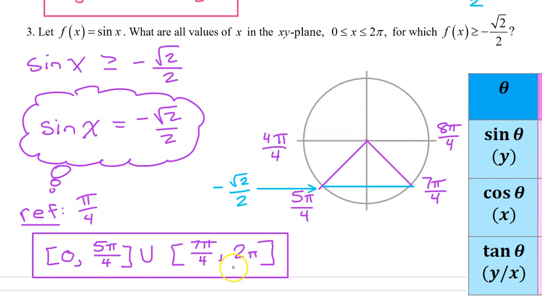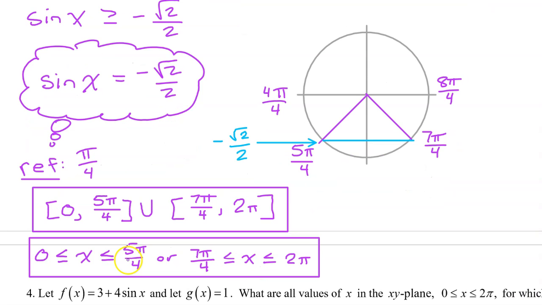So here's your final answer in interval notation. And here it is again as an inequality. Either is fine for a free response question. Be familiar with both for a multiple choice question.